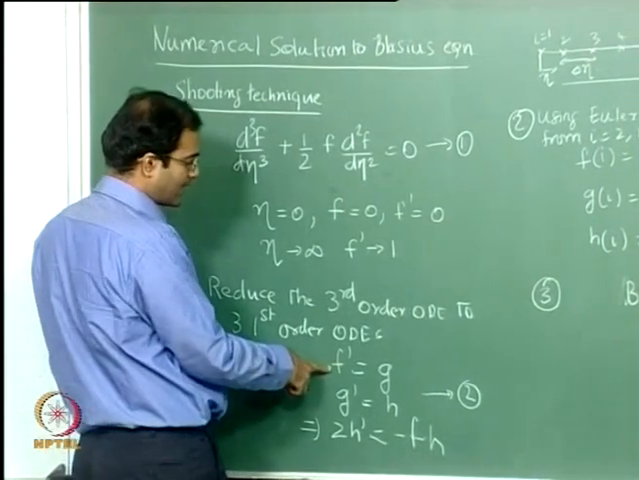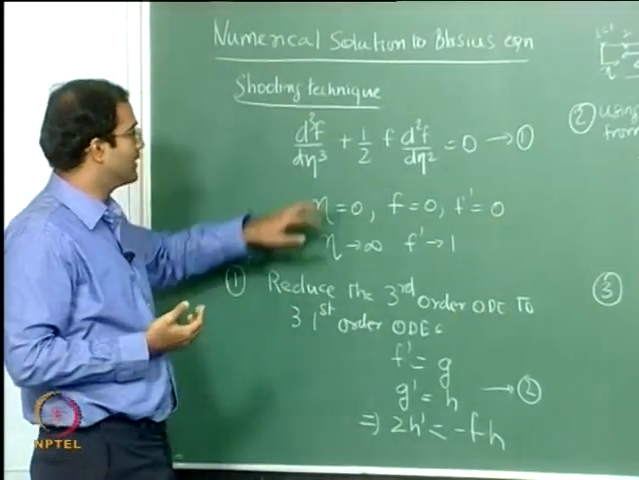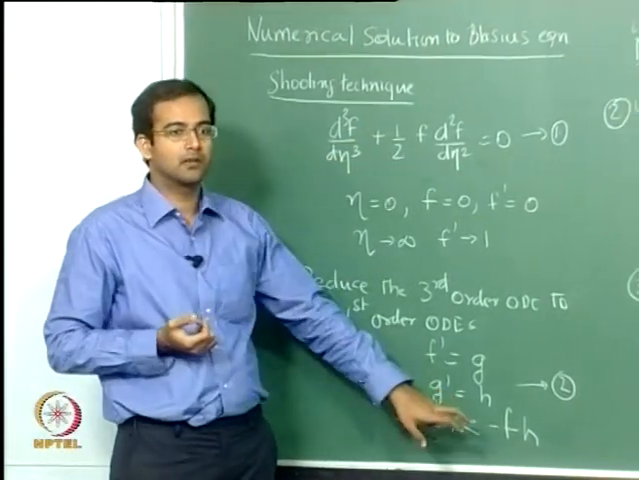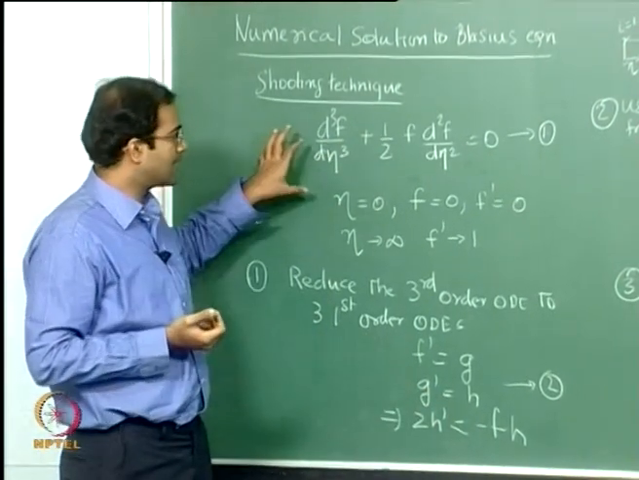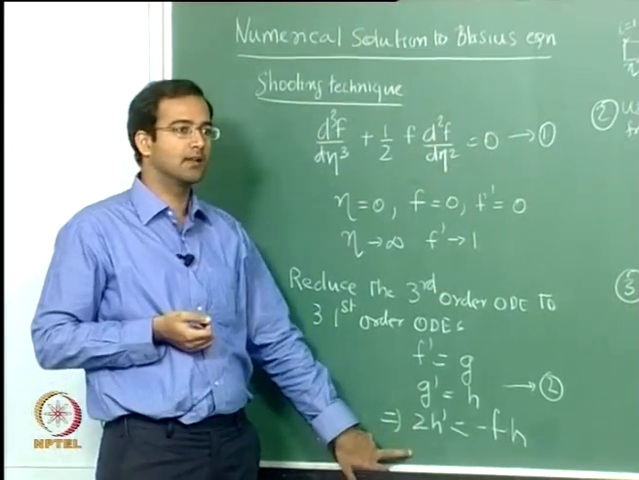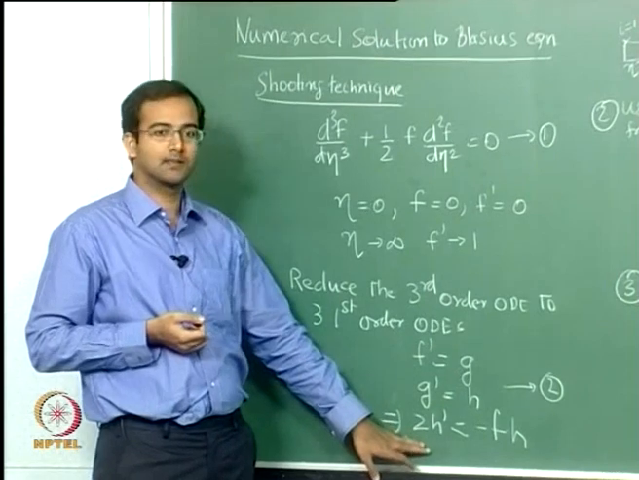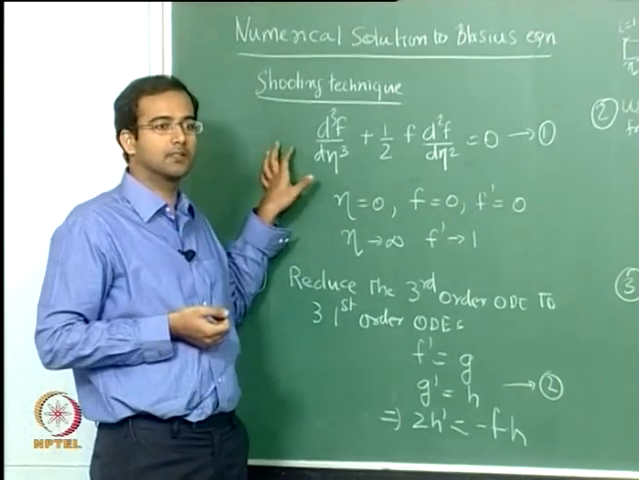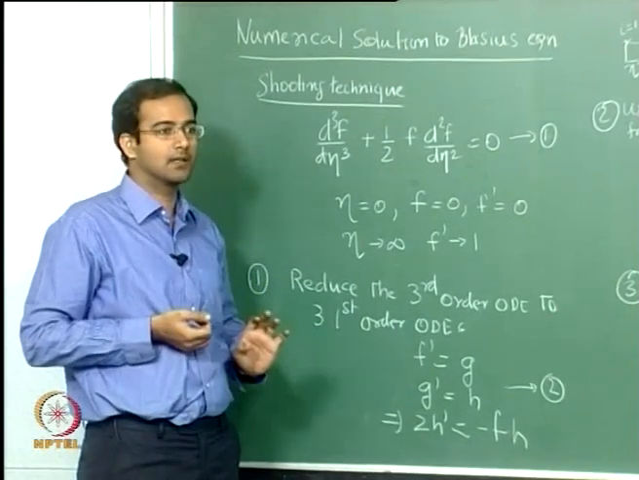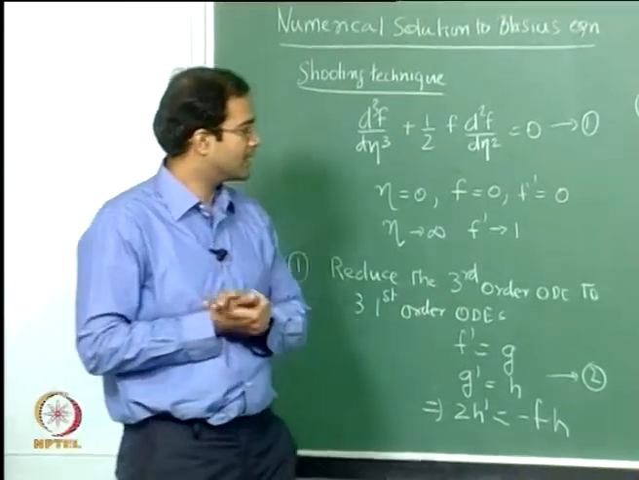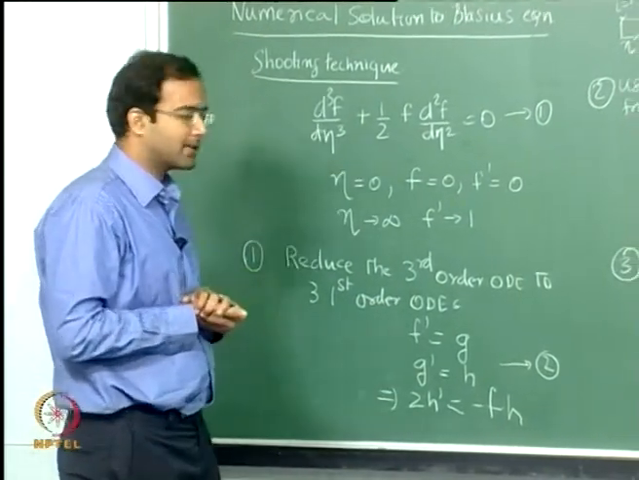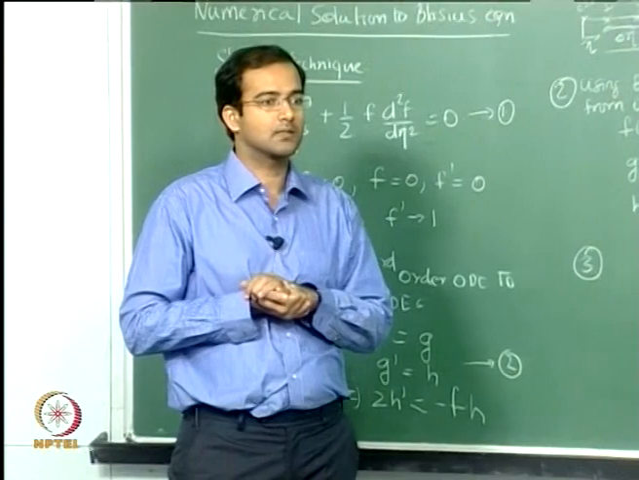So you can just say one equation will be directly f prime should be equal to some variable g, g prime should be equal to h, and finally you can cast this equation in terms of h, f and g. Okay, so these are the 3 ODEs which satisfy this particular Blasius equation, and they are all 3 first order ODEs. Okay, so once you reduce that to 3 first order ODEs of this form, now the next thing is how do we solve this first order ODE.